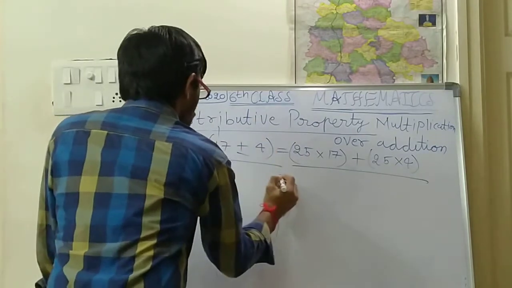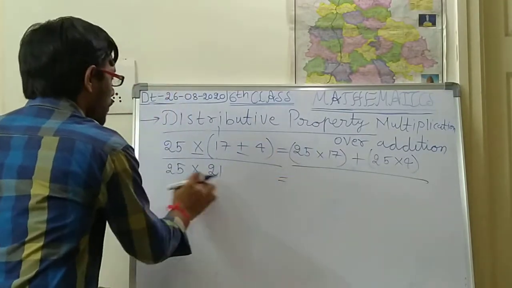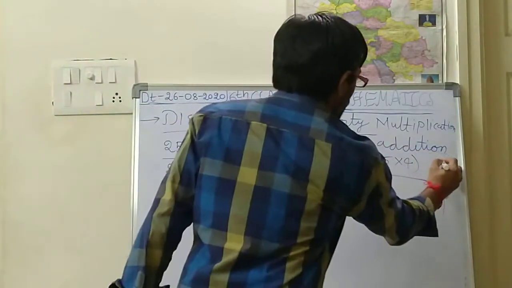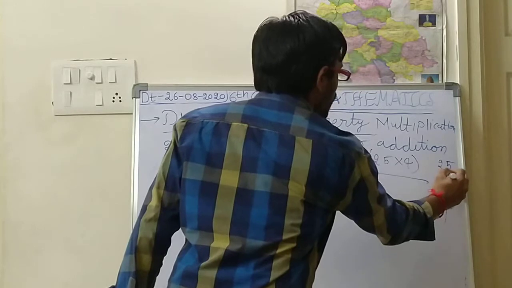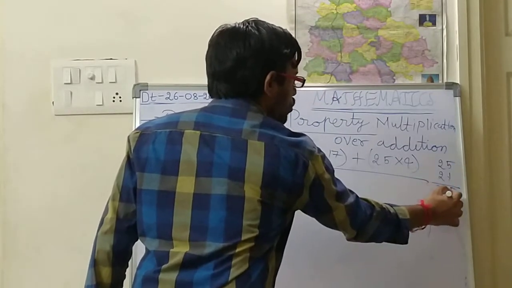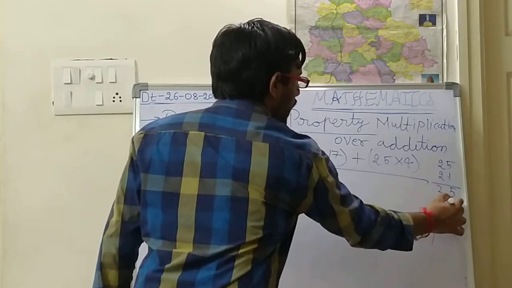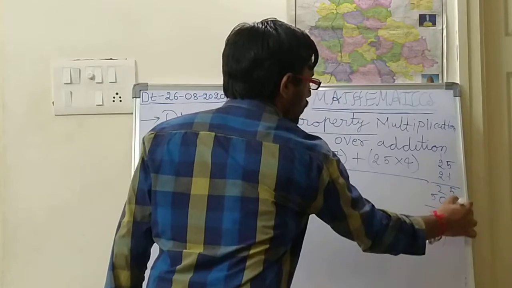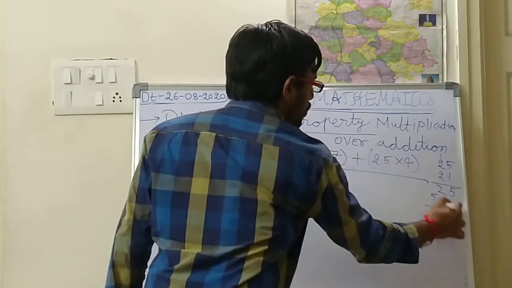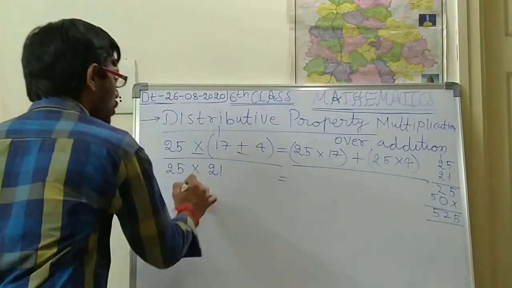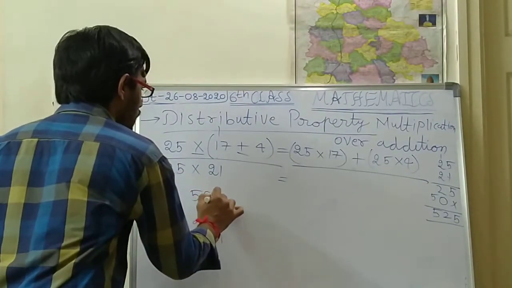Next, you should solve 25 into 21. What is 25 into 21? First 1 into 5, 5. 1 into 2, 2. 2 into 5, 10. 2 into 2, 4 plus 1, 5. So 5, 2, 5. 525 is the answer. So 25 into 21 is 525.